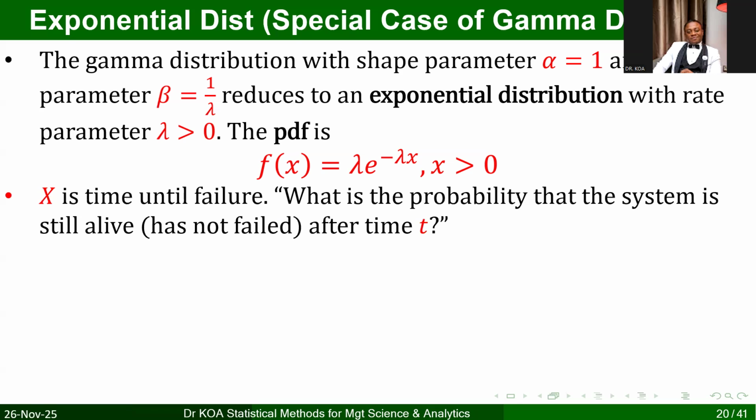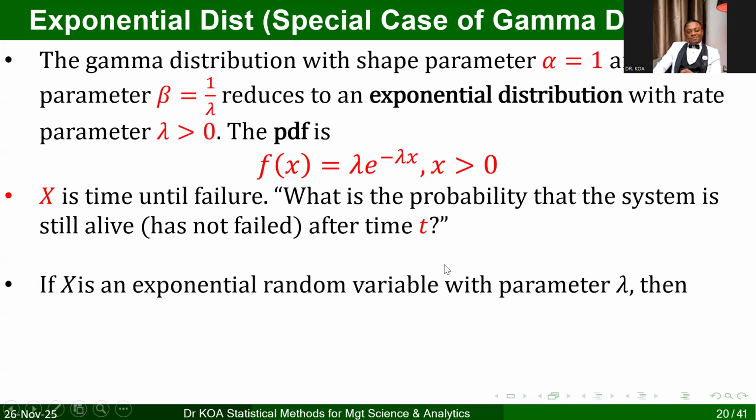That's all the exponential distribution is asking. If X is an exponentially distributed random variable with a parameter lambda, which is the rate parameter, then the mean is 1 over lambda, and the variance is 1 over lambda squared. That is it for the exponential distribution. The mean is 1 over lambda, and the variance is 1 over lambda squared.